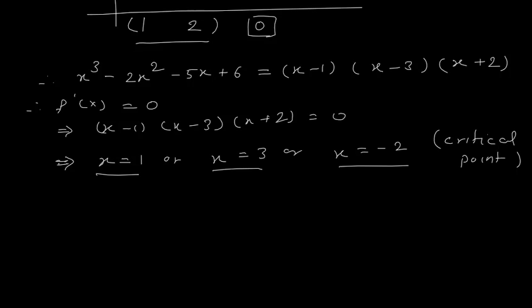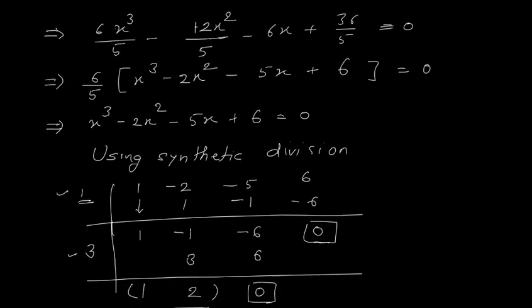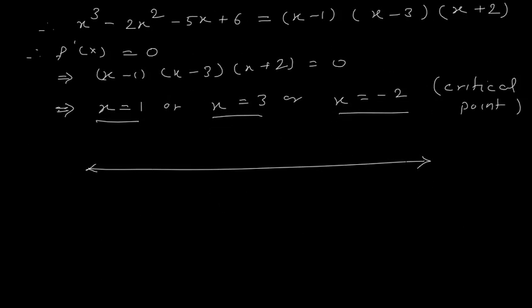Based on these critical values, I will first divide my real number line, because we have to find where the function is strictly increasing or decreasing in a range of real numbers. So we start with minus infinity, here we have infinity, and in between somewhere we have minus 2, then we have 1, then we have 3. So minus 2, 1 and 3 divide the whole real number line into 4 intervals.